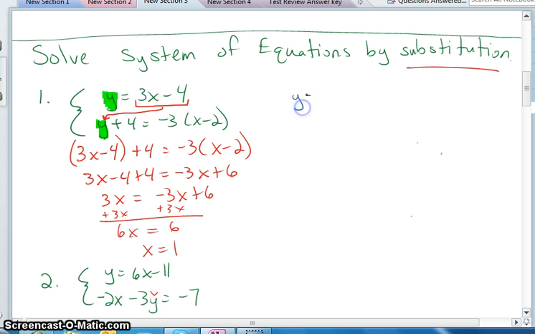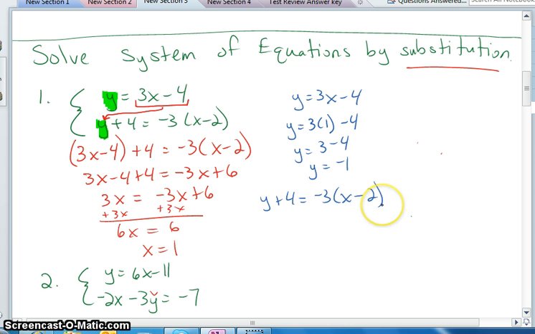Well, I know from up here that y equals 3 times x minus 4. So that means 3 times 1 minus 4. Y equals negative 1. Could I have chosen the second equation, y plus 4 equals negative 3x minus 2, and solved for y? Totally. Will you get the same answer? I hope so.